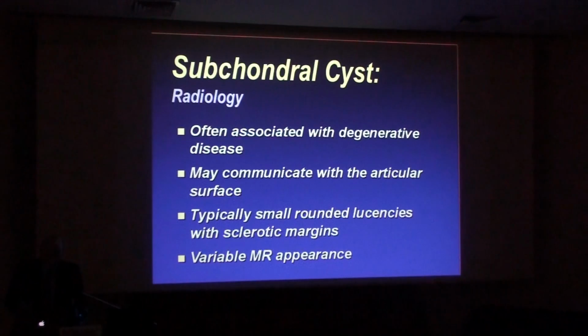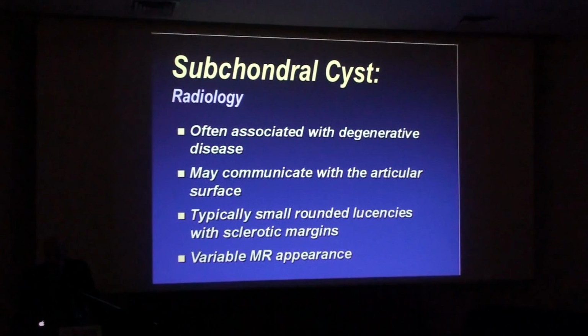Radiologically, we know that they're typically associated with degenerative disease, classically adjacent to the articular surface, and they communicate, particularly towards the end or after they're longer standing, when there may be some disruption to the articular surface. Typically small, rounded lucencies, often with a sclerotic margin and a variable MR appearance.